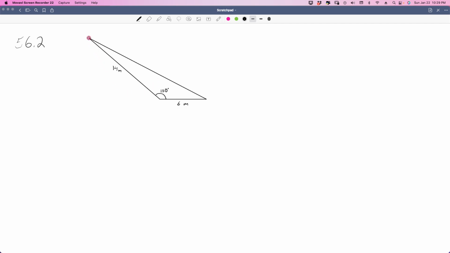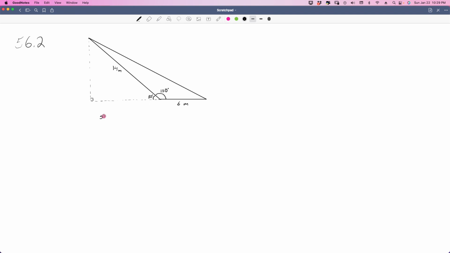So what we're going to do is drop a line from the highest point and bring it down. And we are going to find the height of this triangle by using the supplementary angle to this straight angle. So if this is 150, this straight angle here is 180, that means this is 30. This is a right angle. So this is 30 degrees. And we know that we have a hypotenuse here that is 14 meters. So we can do this.